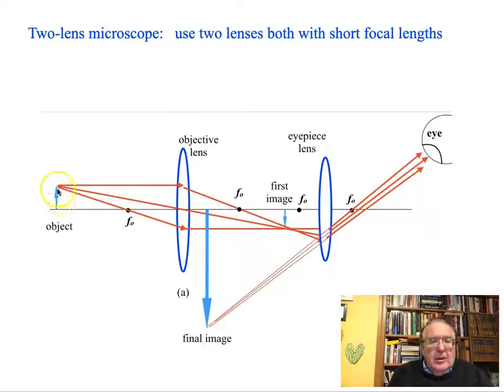So here's the object on the left-hand side, and then there are 3 rays. There's the one parallel to the axis, the one that goes right through the center, and then there's another one that goes through the focal point and into the lens, and that one must come out parallel to the axis. Okay, so they all meet here at the so-called first image, and then they continue on, and they're all refracted by the eyepiece lens, which goes into your eyeball, and your eyeball sees an upside-down image of the small object. So it's like a telescope, except the scales are a little bit different and the lenses are different.